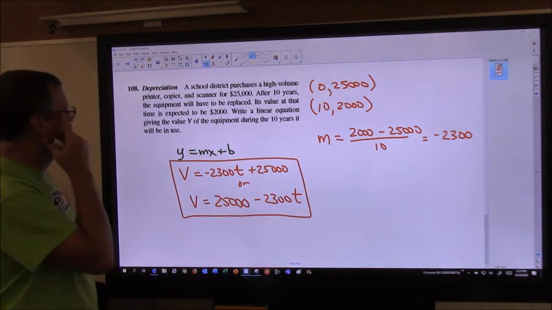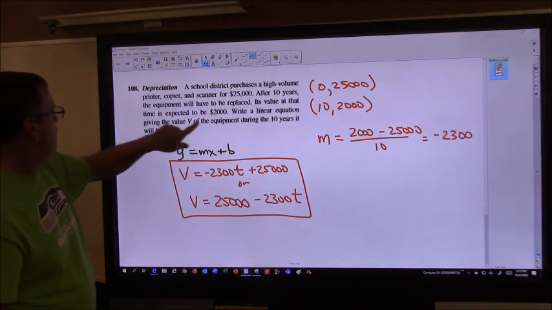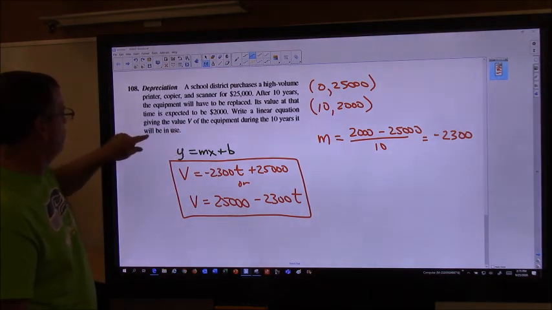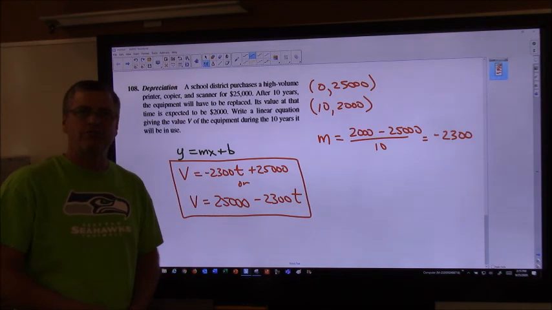So really, it's the same equation, but either one of those is a good way to write that. And so, write a linear equation given the value V of the equipment during the 10 years it will be used. So at that point, we're done. There's nothing else to do. Right?